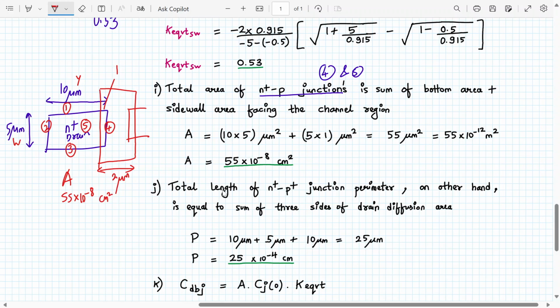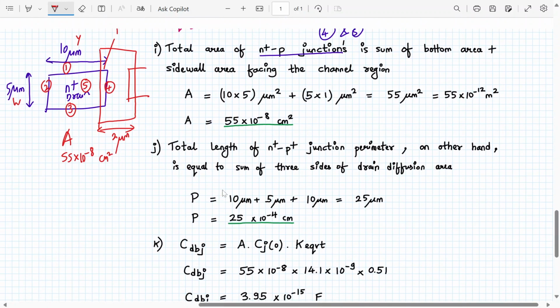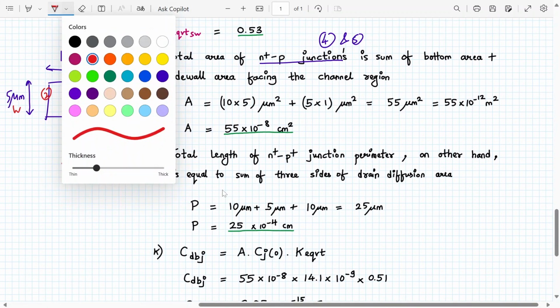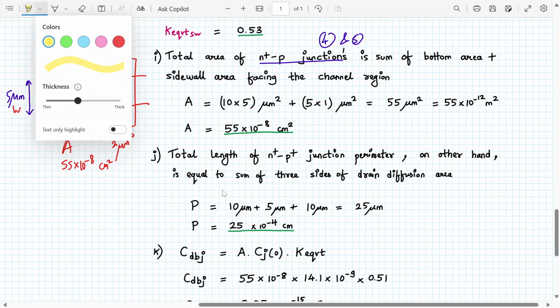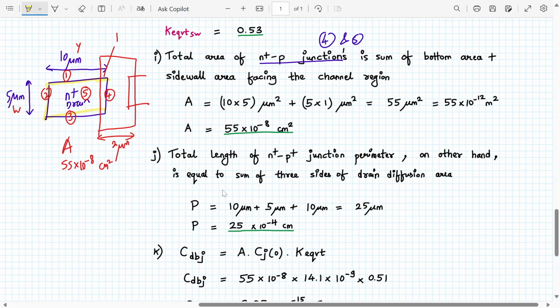Okay. Now we have to calculate total length of the N plus P plus perimeter. So what is the total length over here? This is the perimeter, the yellow region, which I am drawing over here. This one. So what is the perimeter? Perimeter is 2y plus w, right? So how much is 2y? Y over here is 10. And this is w. So perimeter is 25 micrometer. So perimeter is 25 into 10 to the power minus 4 centimeter.